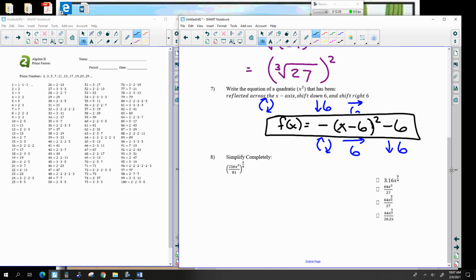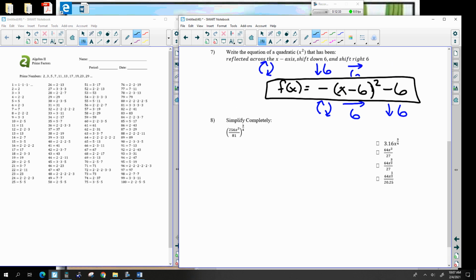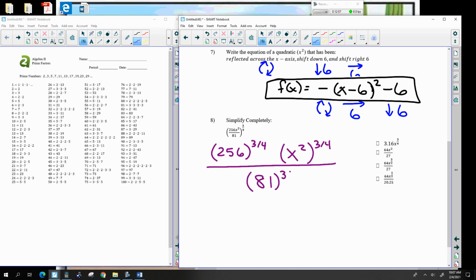Okay, simplify completely. Not a problem. All right, so when I have this exponent of 3/4, I'm going to take that to everything that is on the inside. So that means 256 to the 3/4, x squared to the 3/4, and 81, you guessed it, to the 3/4.